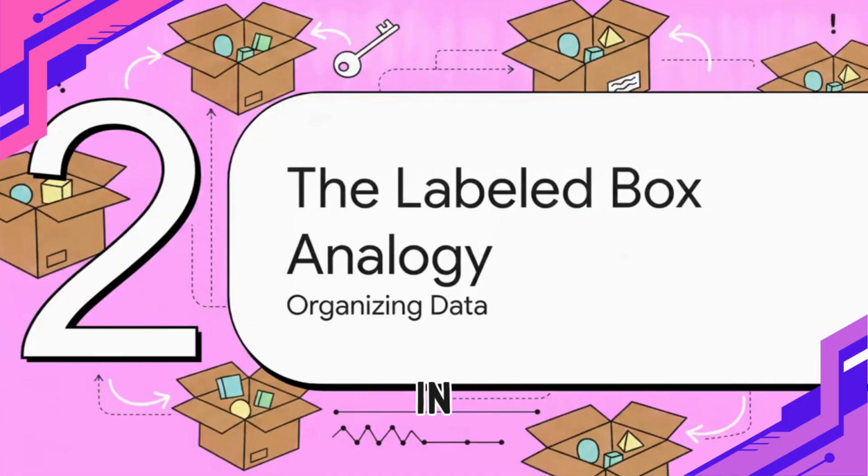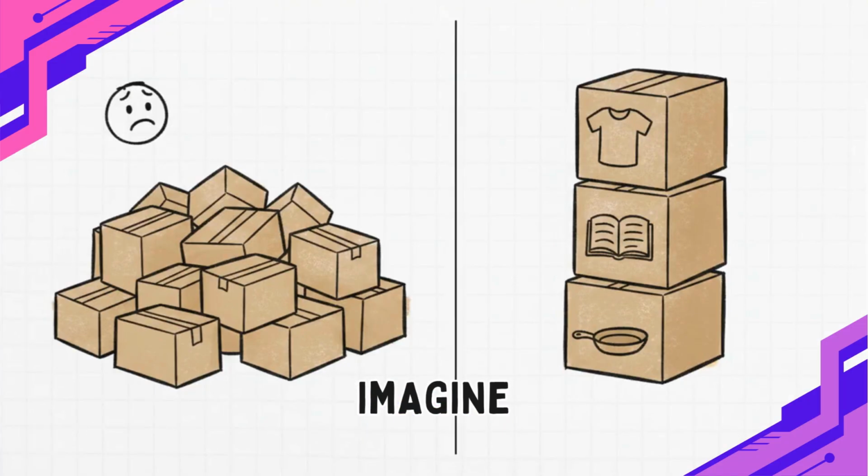To really cement this idea in our minds, let's move right into Section 2, the labeled box analogy. Imagine you're moving into a brand new house. You packed up your entire life into dozens of perfectly identical cardboard storage boxes. Now, if you didn't write anything on the outside of those boxes, what happens when you need to find a frying pan? Well, you'd have to tear open every single box one by one, digging through clothes and books until you finally stumble upon the kitchen stuff. But if you just take a marker and write clothes on one box, books on another, and kitchen on a third, you've completely solved the problem. Instead of opening every box, you simply read the label. And you know what? Programming variables work exactly the same way.